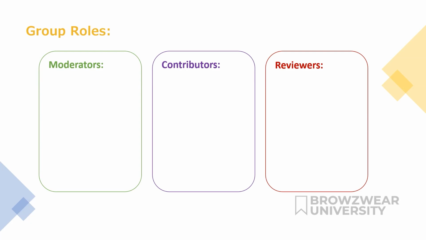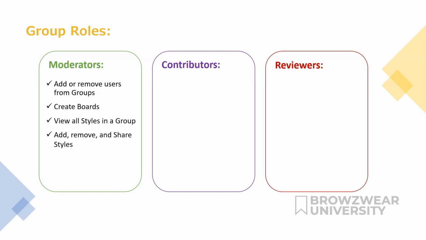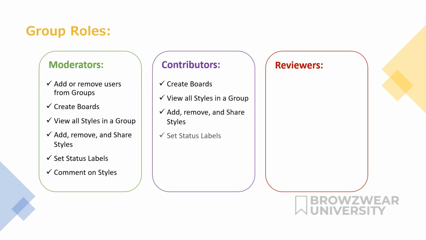Within Stylezone groups, group moderators can do the following: add or remove users from groups, create boards, view all the styles in a group, add, remove, and share styles, set status labels, and comment on styles. Group contributors can do the following: create boards, view all styles in a group, add, remove, and share styles, set status labels, and comment on styles. Group reviewers can only do the following: view all the styles in a group, set status labels, and comment on styles.